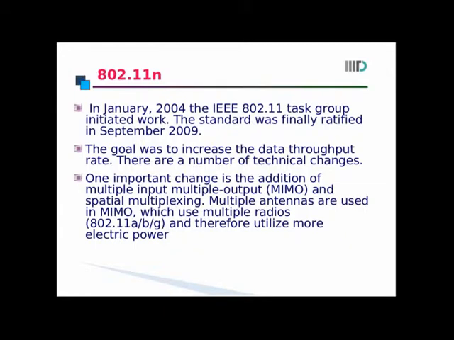The spatial multiplexing thing can't be explained in detail. That's beyond the scope of this course, but you can definitely look it up over the net. And so multiple antennas were used in MIMO, and basically it used multiple radios, and therefore utilized more electric power for more throughput.